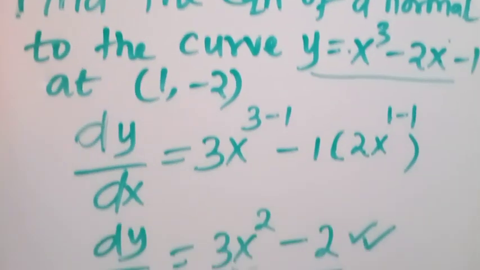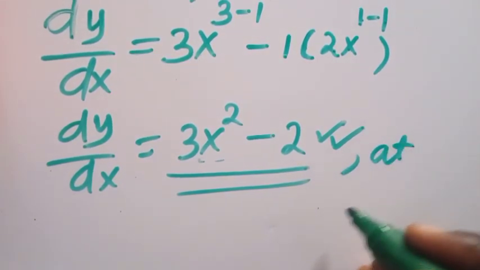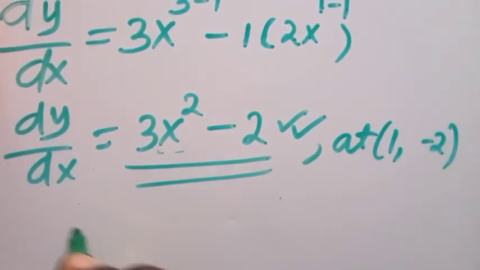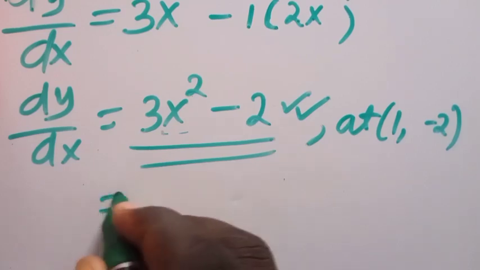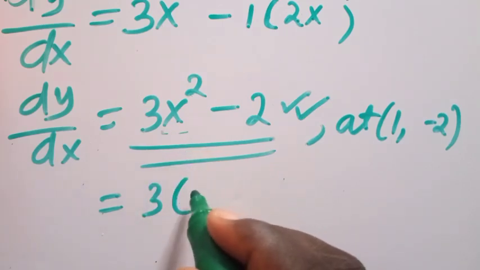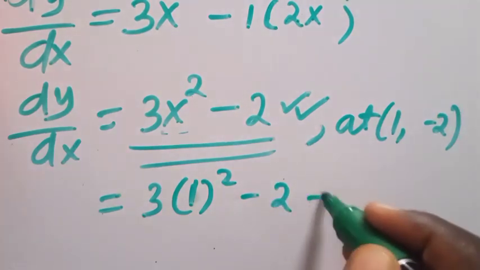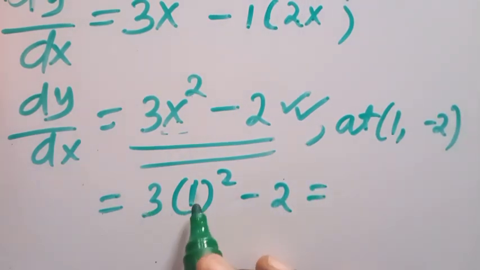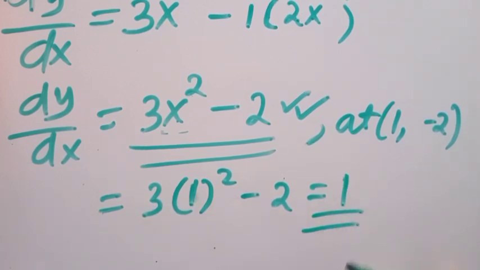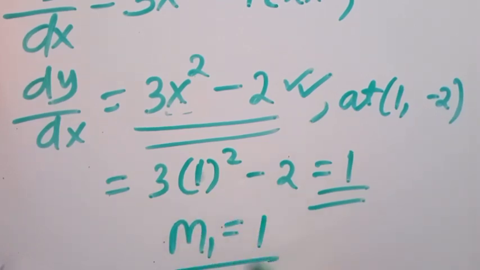So we can say that at the point 1 comma -2, our dy over dx will be 3 times 1 squared minus 2. 1 squared is 1, times 3 is 3. 3 minus 2 is 1. And therefore, our m1, which is the gradient of the curve, is 1.